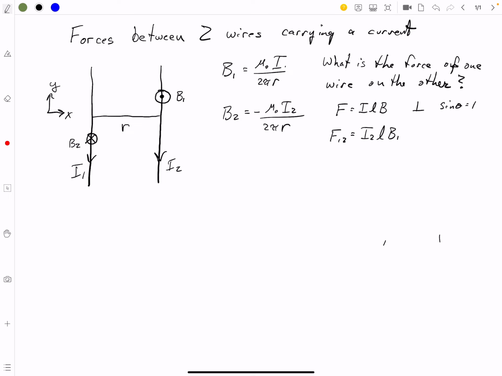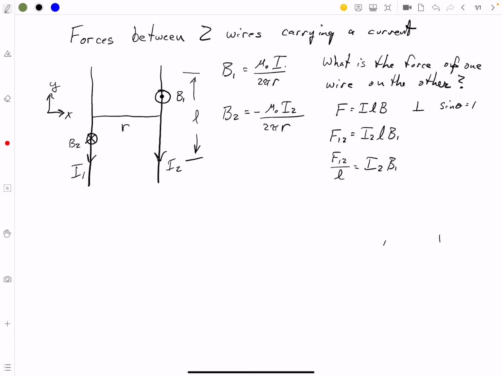Do I have that right? I2, so the force of 1 onto 2 would be I2, that's the current flowing, the length L. So we're going to come over here and we're going to make a length L. And then times B1, and that's perfect. That nails it. So what is that force? We can even do force per length if you want. Force of 1, 2 divided by the length is just I2 times B1.